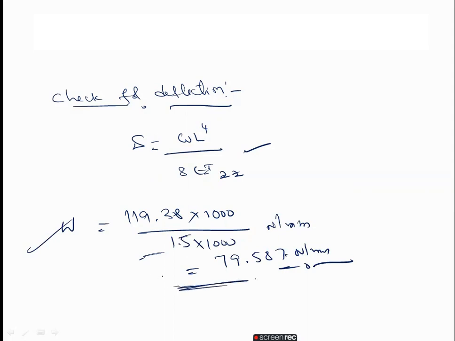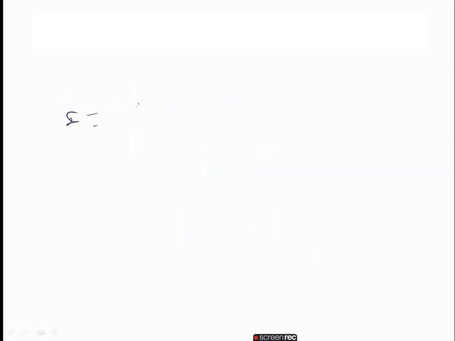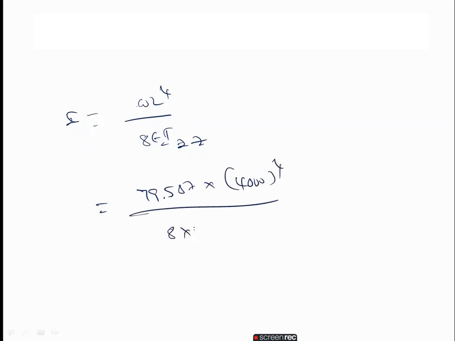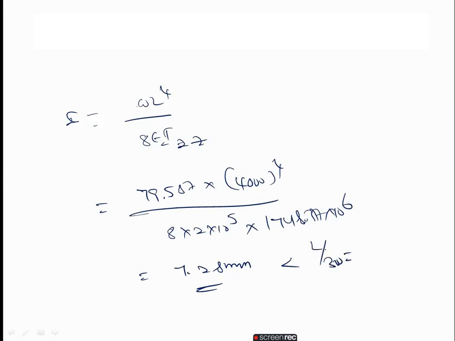79.587. From this, calculate the delta value. Delta is WL power 4 by 8 EIzz. So W is 79.587, L is 4000 power 4, by 8 into 2 into 10 to the power of 5, which is the Young's modulus. Izz we also calculated: 1748.17 into 10 power 6. So it is nothing but 7.28 mm, which is less than L by 300, that is 4000 by 300. So this is also safe.